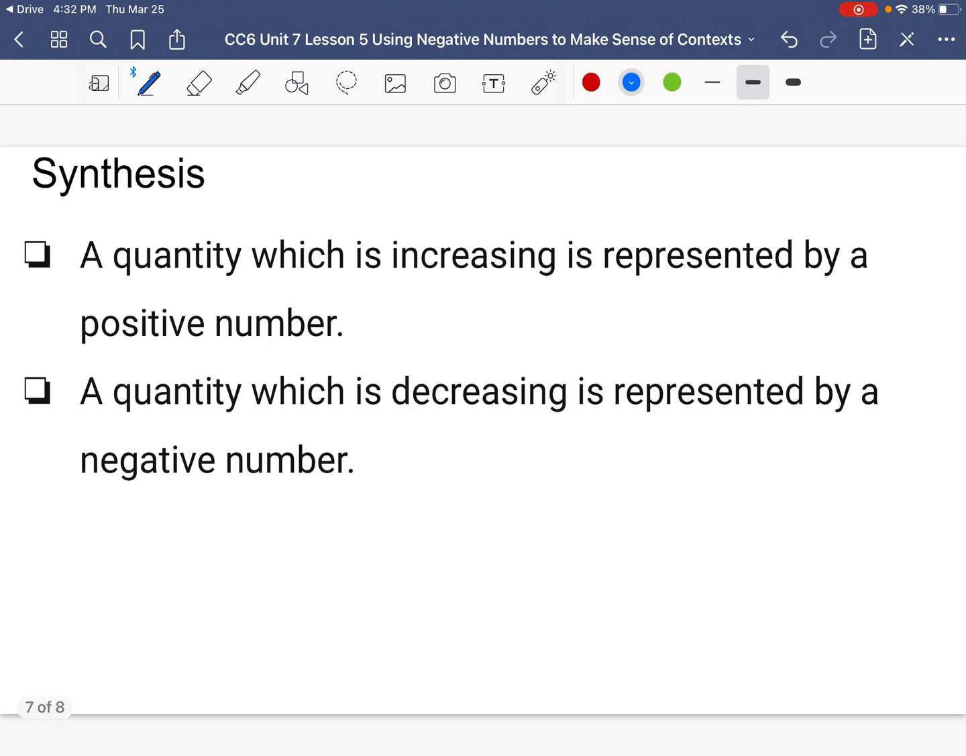So a quantity which is increasing is represented by a positive number, and a quantity which is decreasing is represented by a negative number.